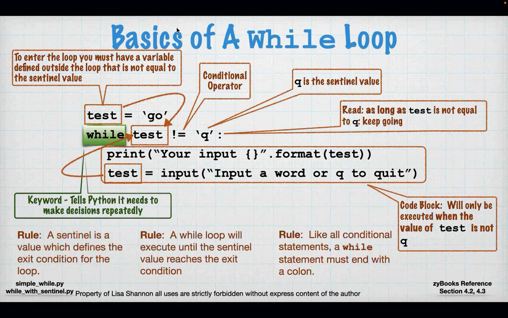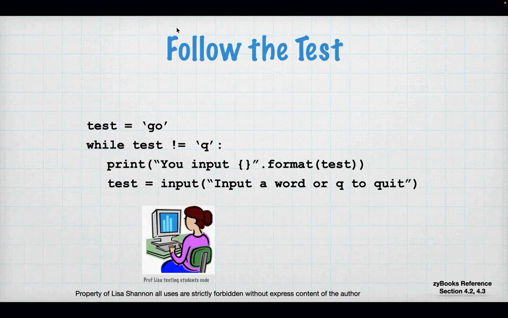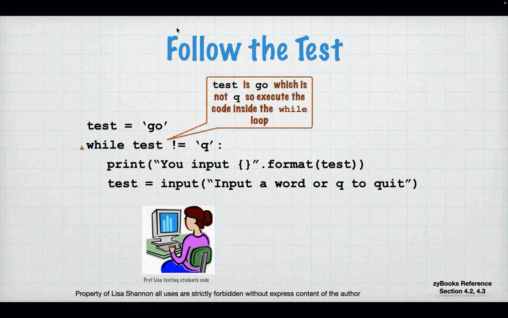Okay. A few rules. Sentinel is a value which defines the exit condition of the loop. The while loop will execute until the sentinel value reaches the exit condition. Like all conditional statements, a while statement must end with a colon. Don't forget the colon. Just like if else statements, you've got to have a colon for any of the decision makers in Python. And a while loop is a decision maker. So let's just follow the test real quick.